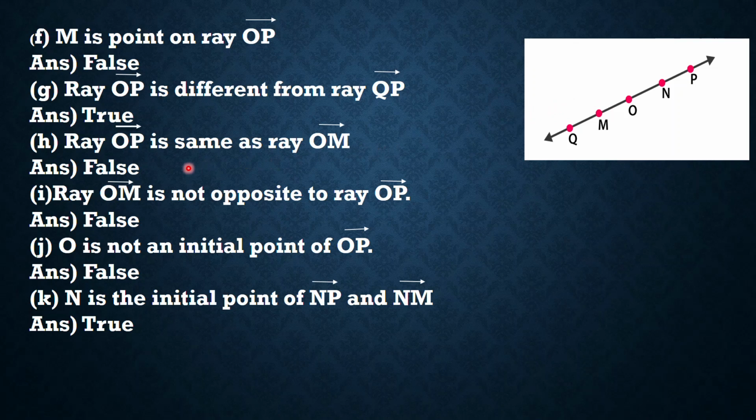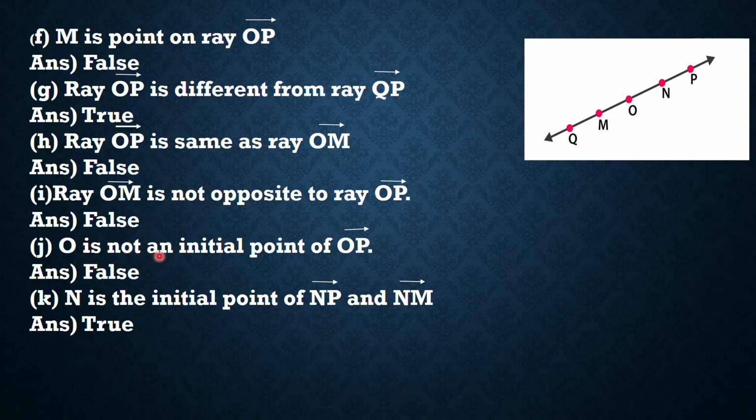Next, ray OM is not opposite to ray OP. See here the question. OP is this side, OM is the other side. These both are opposite to each other. They are mentioning not opposite. So we have to be very clear when we are answering. We have to see the question properly when we are answering. OP is opposite to OM, but they are saying it is not opposite, which means that the statement is false.